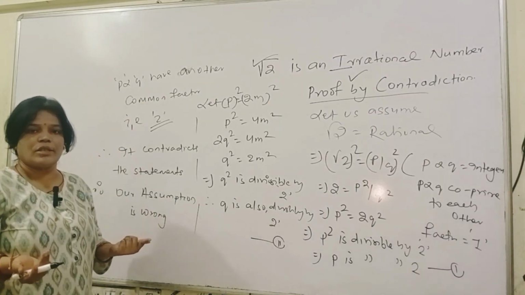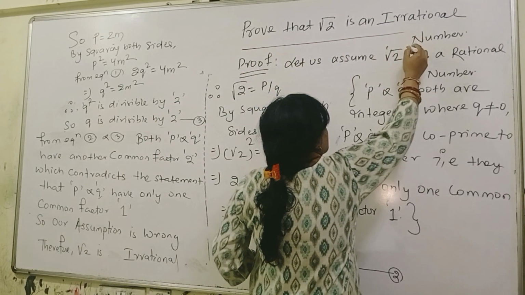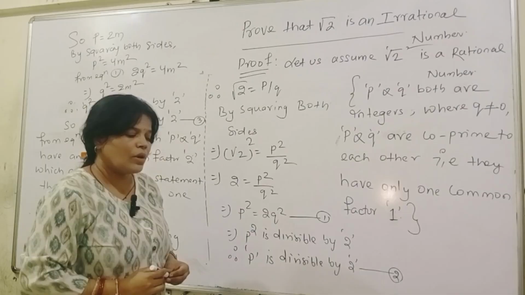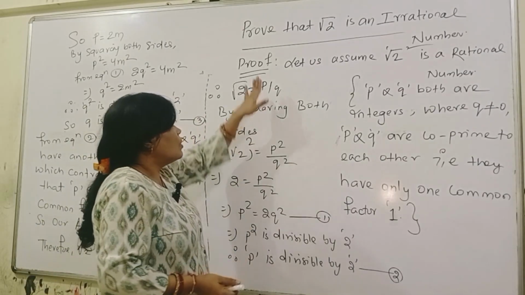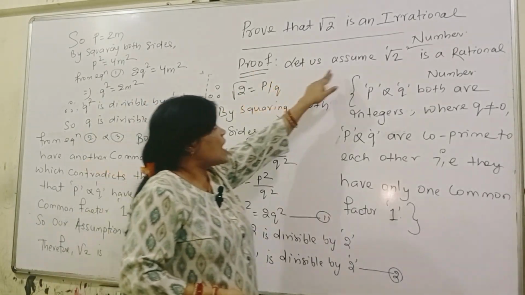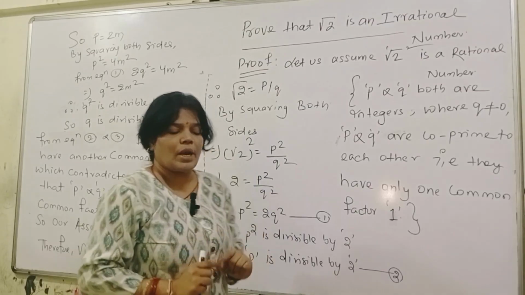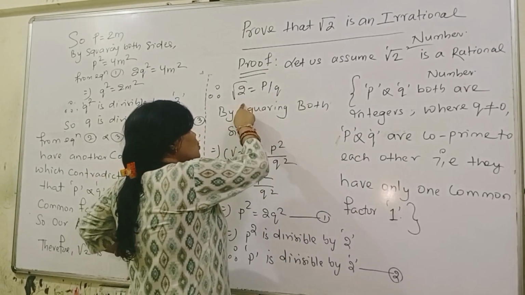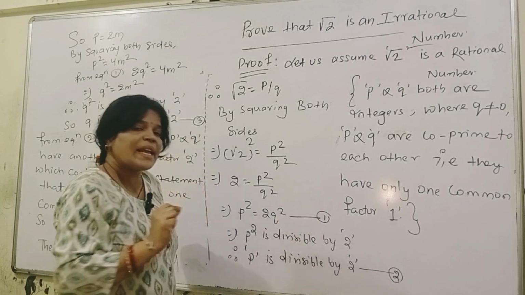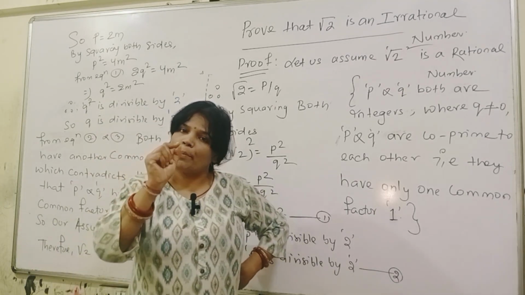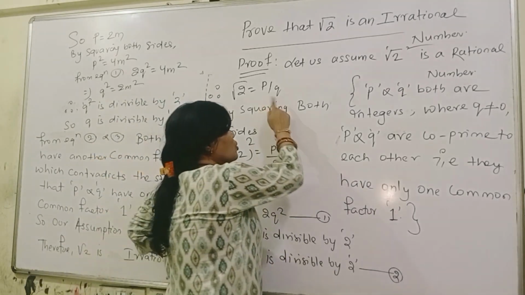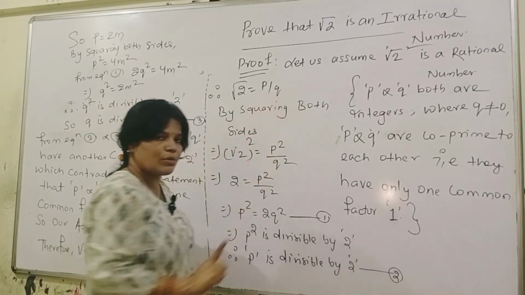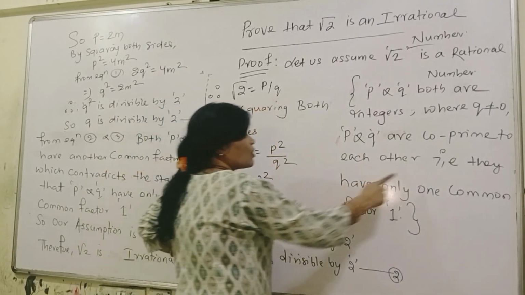Proof by contradiction. Proof that root 2 is an irrational number. पूरा डिटेल में देखो from the exam point of view. प्रूफ कैसे होगा देखो. Let us assume root 2 is a rational number, right? तो root 2 is equal to P upon Q because every rational number can be represented in the form of P upon Q, where P and Q both are integers, Q is not equal to 0 and P and Q are co-prime to each other.